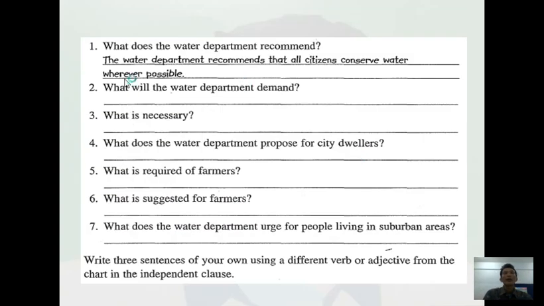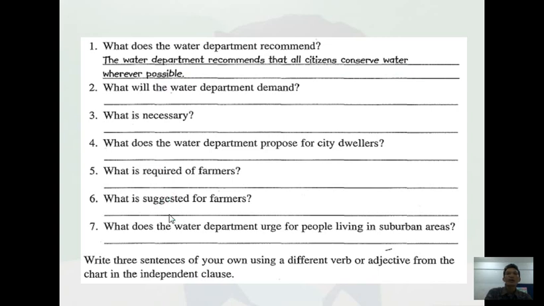Okay, and start with the question: what does the water department recommend? The water department recommends that all citizens conserve water wherever possible. Look at here, I use simple present. That's why when I answer, the water department recommends that all citizens conserve water wherever possible.